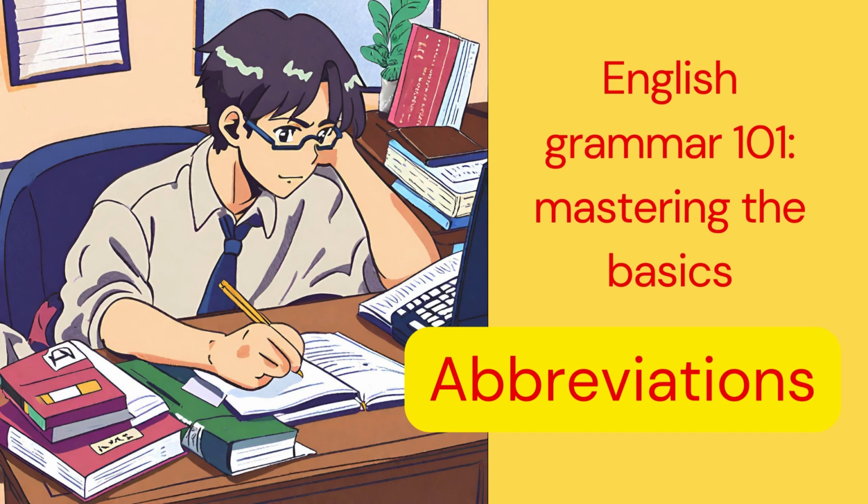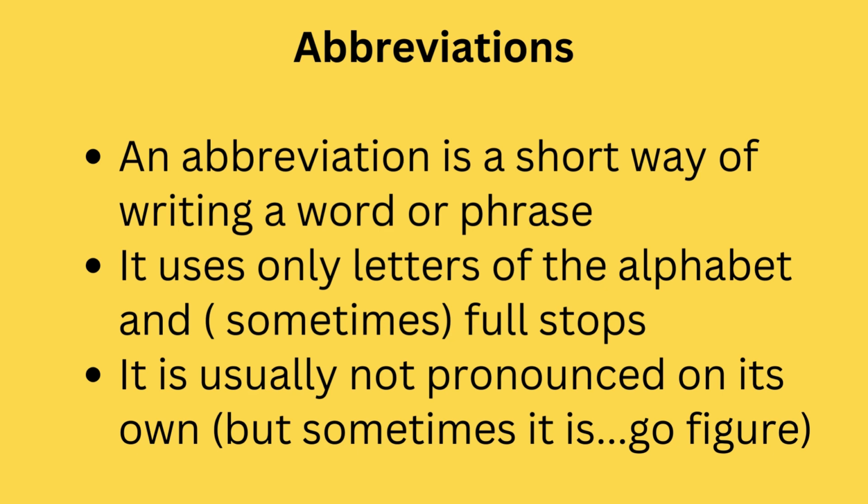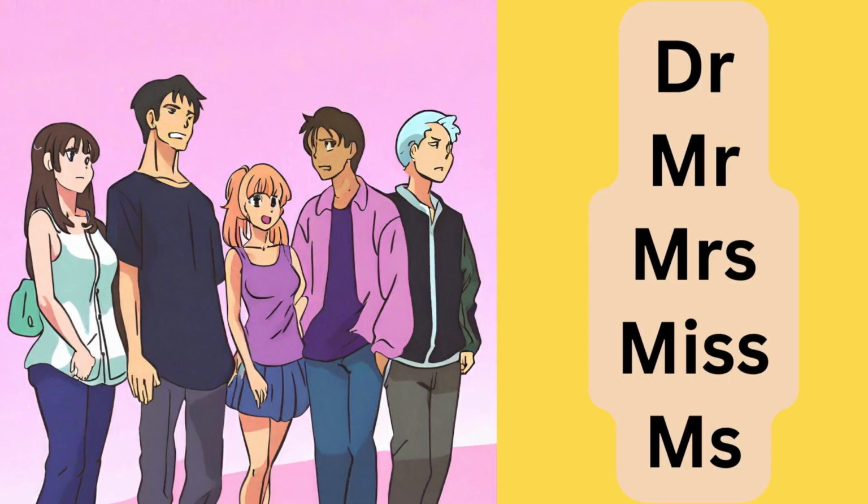In today's grammar video, we look at abbreviations. An abbreviation is a short way of writing a word or a phrase. It should be noted that it uses only the letters of the alphabet and sometimes full stops. We'll talk about this one a little bit more later. It is usually not pronounced on its own, but of course, sometimes it is. Go figure, English grammar is not an exact science.